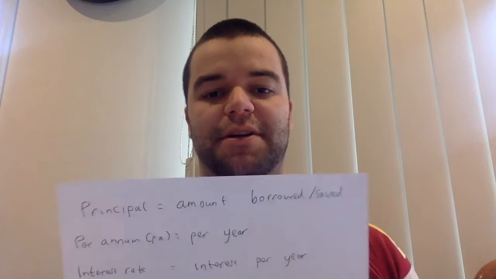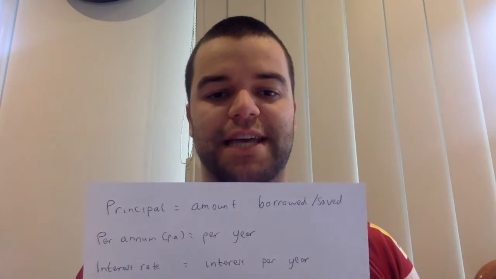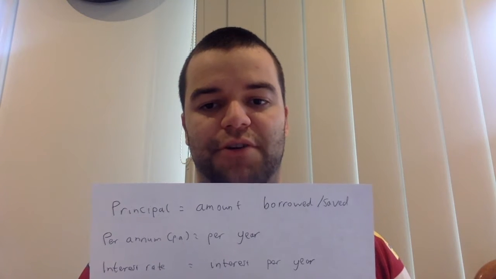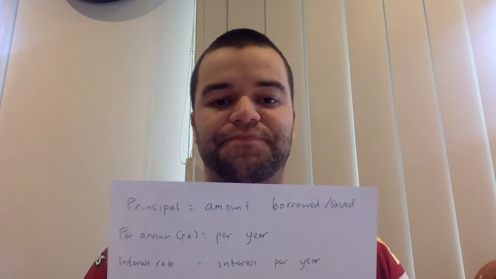So some key terminology that you may hear. This word here, principal, is really important. Principal is the amount that you borrow or save. So let's say you're investing $3,000 into an account. That is your principal, $3,000. That's what you're investing. Likewise, if you're borrowing, let's say $10,000, that $10,000 is the principal. So that's the amount of money that we're looking at the interest of.